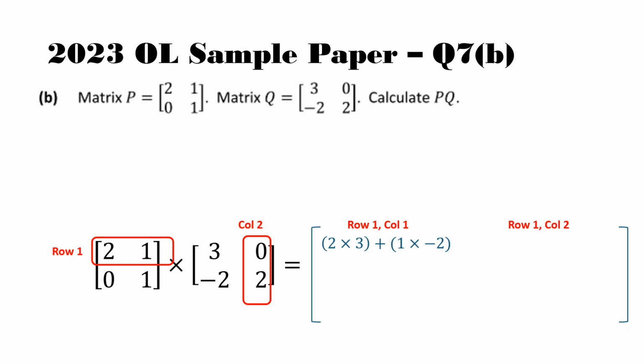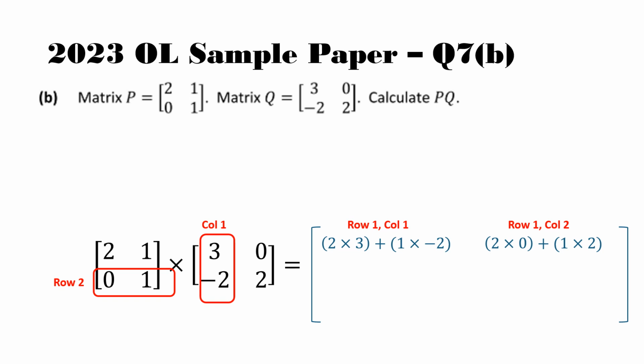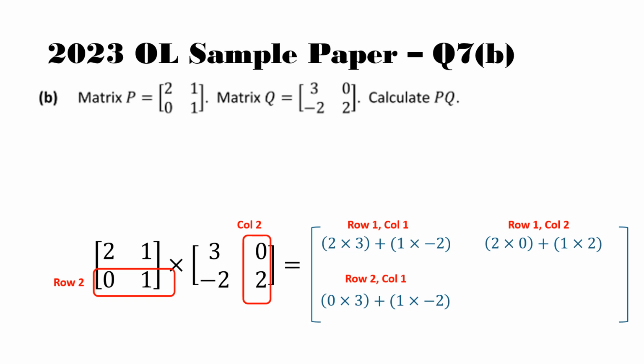Next, we look at row 1 by column 2. That's 2 by 0 plus 1 by 2. Next, we look at row 2 by column 1. That is 0 by 3 plus 1 by minus 2. And finally, we look at row 2, column 2, which is 0 by 0 plus 1 by 2.